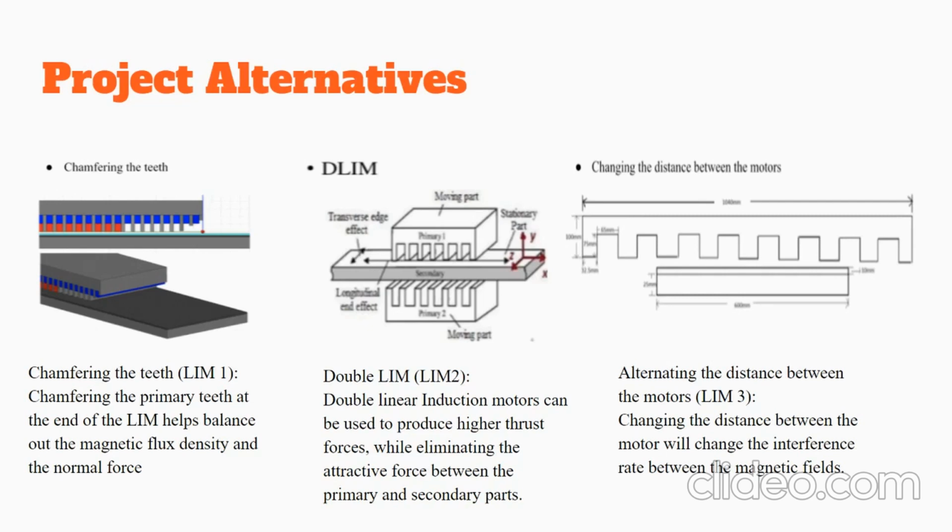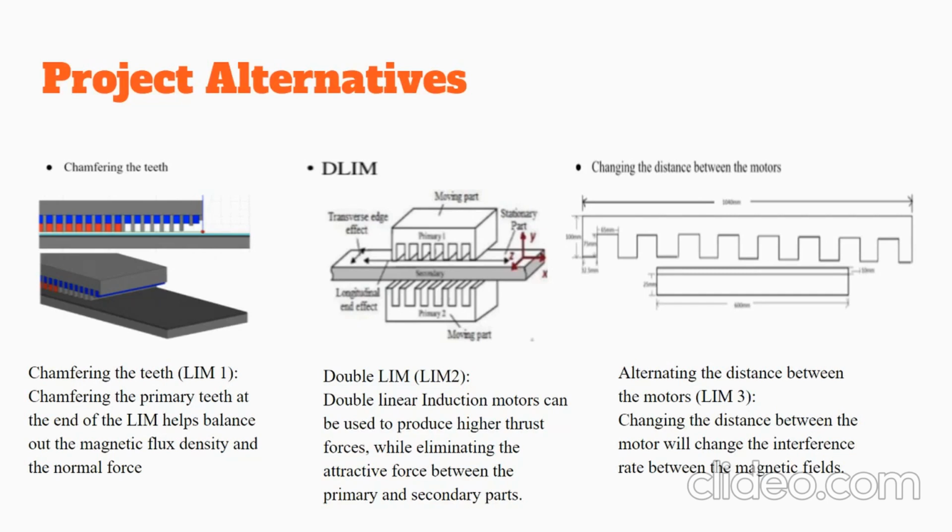So the team has proposed three configurations to optimize the performance of the LIM. First, chamfering the teeth. Chamfering the primary teeth at the end of the LIM helps balance out the magnetic flux density and the normal force. Second, double LIM. Using a double LIM will produce higher thrust forces while eliminating attractive forces between the primary and the secondary parts. Third, alternating the distance between the motors. Changing the distance between the motors will change the interference rate between the magnetic fields.